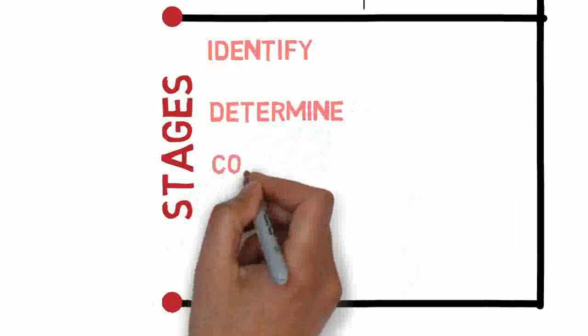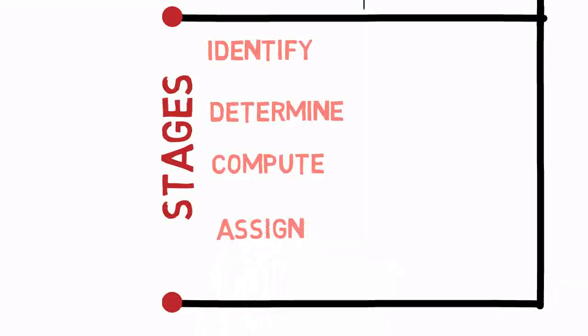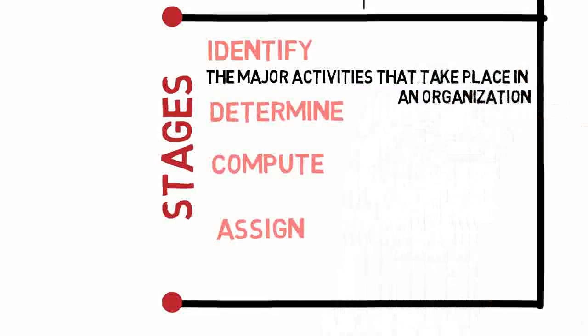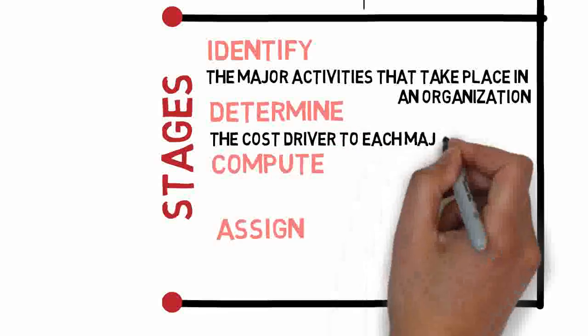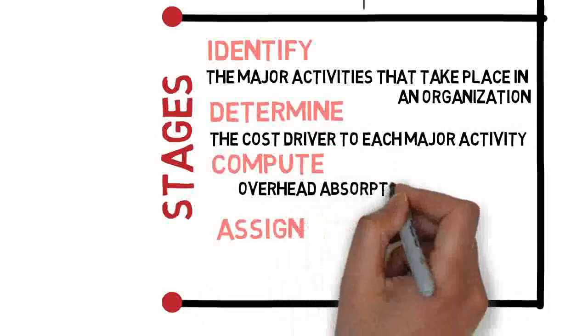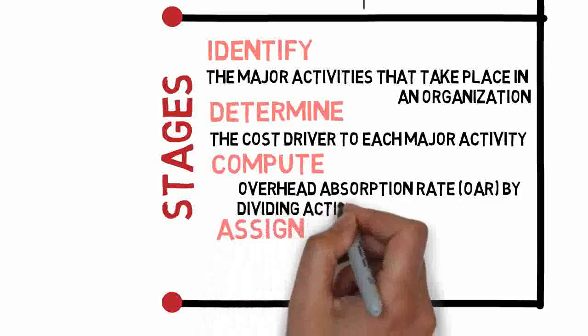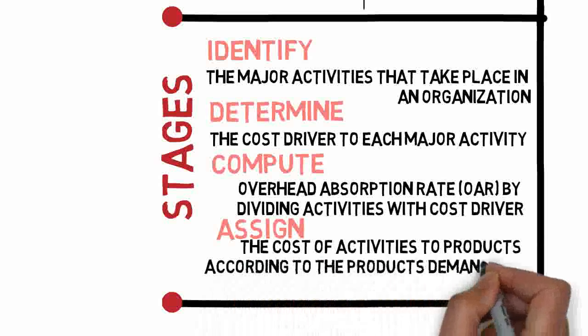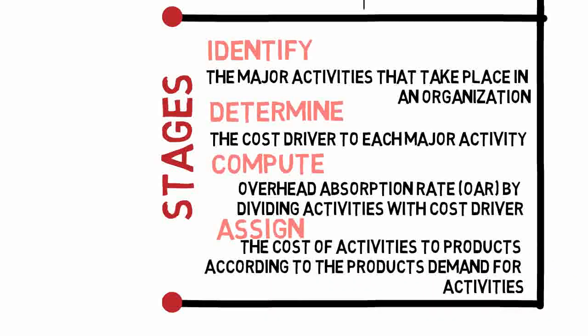So how is ABC implemented? There are two additional stages in ABC, as opposed to the traditional method: identify, determine, compute and assign. I repeat, identify, determine, compute and assign. You should remember this properly, as ABC calculation is a popular topic in the final exam. First, identify the major activities that take place in an organization. Second, determine the cost driver for each major activity. Third, compute the overhead absorption rate by dividing activity cost by cost driver. Fourth and lastly, assign the cost of activities to products according to the product's demand for activities.